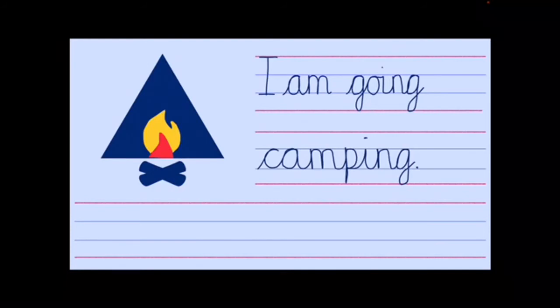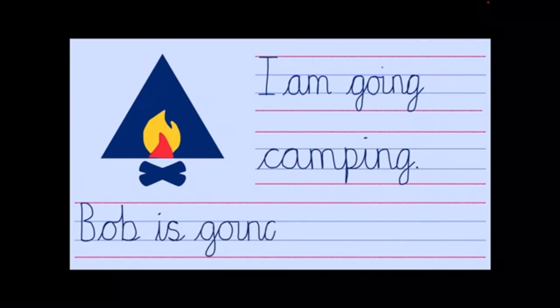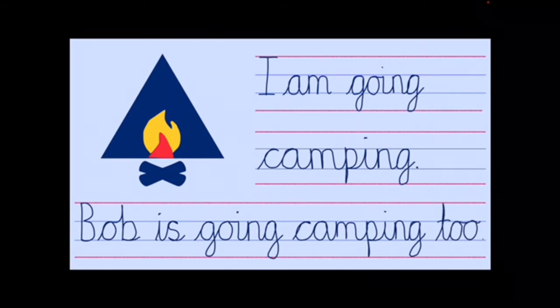And the next sentence, Bob is going camping too. Bob, a capital B for his name. Going and camping again. A new sentence, but we used going and camping twice. Did you remember the double O in two? Well done.